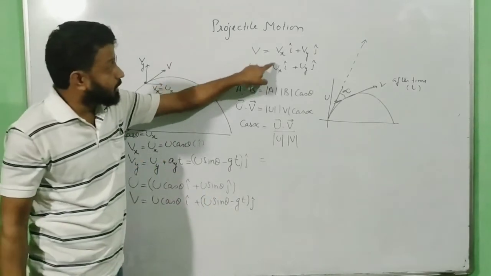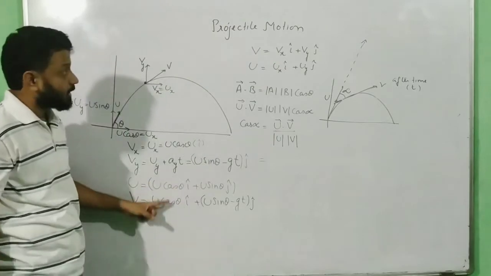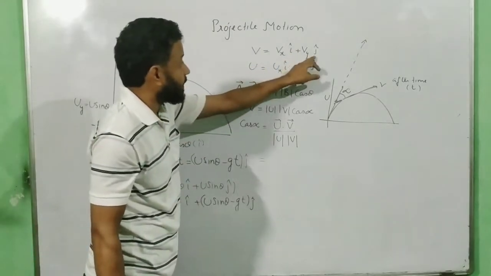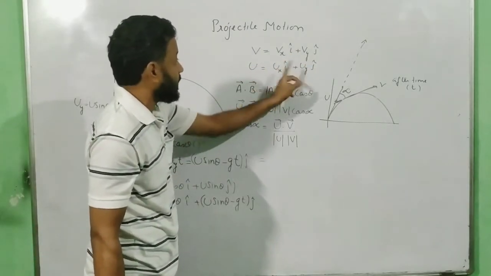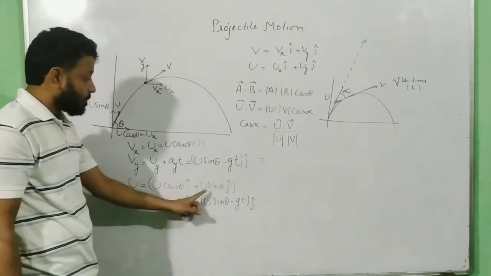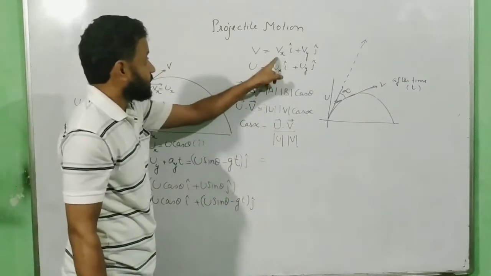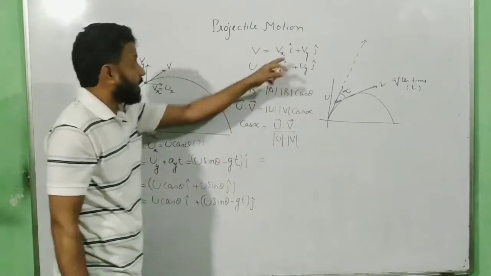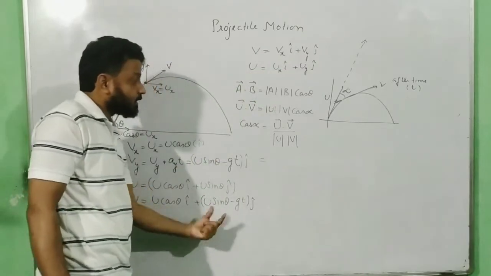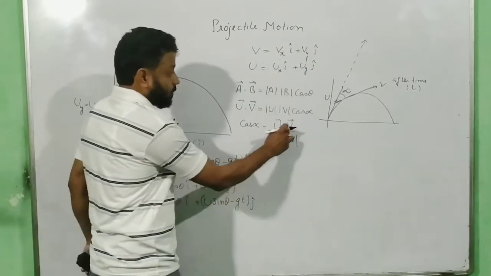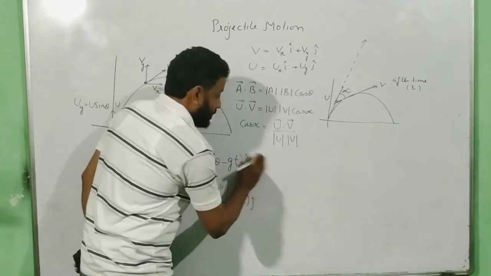So if you have understood this, you can automatically understand Vx i cap plus Vy j cap, and Ux i cap plus Uy j cap. So this is Ux i cap, Uy j cap over here. This is Vx i cap and Vy j cap. This is your Vy j cap. Now we are going to take a dot product between them. How to take a dot product between them?